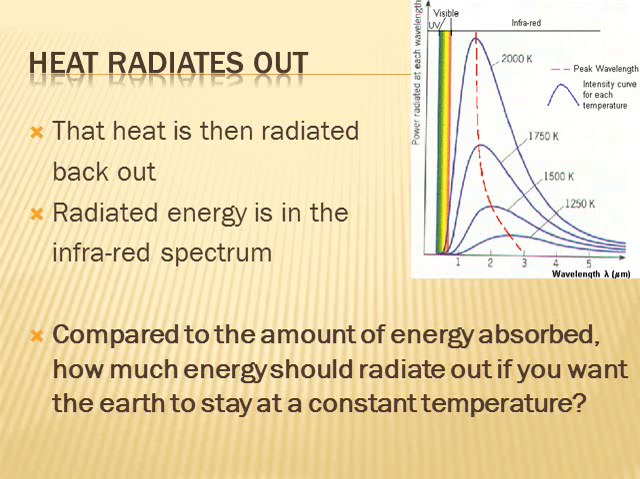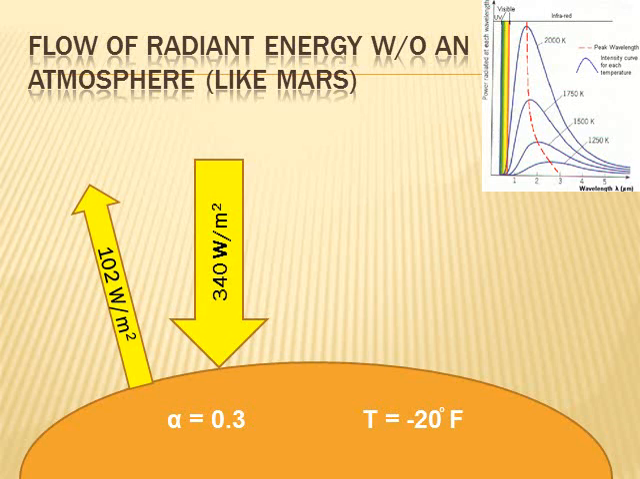Here's an example of the total flow of radiant energy on a planet like Mars without an atmosphere. So if the Earth had no atmosphere, we would still have this total intensity of 340 watts per square meter coming into the Earth. Because of the albedo, we would reflect off about 30% of that, or 102 watts per square meter. Now that means that we're absorbing the difference between these two, okay?